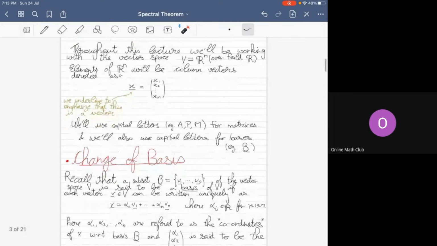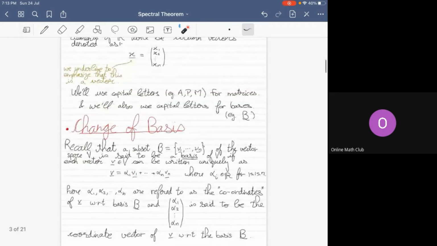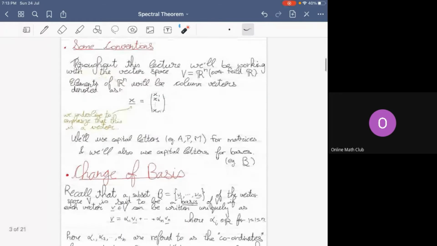And we'll use capital letters for matrices. Throughout this lecture, matrices would mean n cross n real matrices. And we'll also use letters for bases, and bases would be a set of vectors. Is this x vector, x1, x2, and so on to xn, also n-dimensional vectors? No, these are numbers, real numbers.